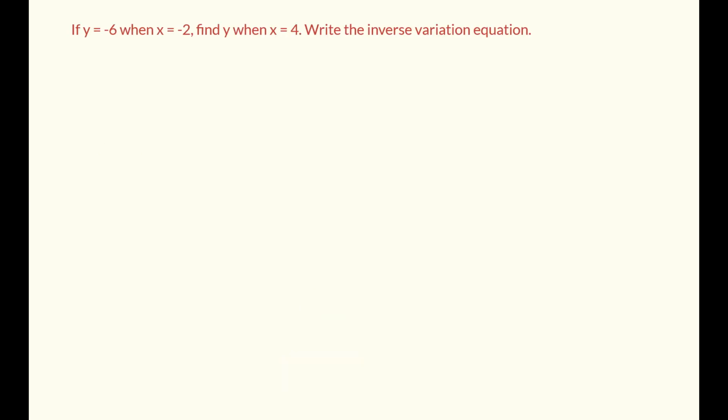Number 2 says if y equals -6 when x equals -2, find y when x equals 4 and write the inverse variation equation. Okay, so we know that the constant of variation equals x times y. So I can say -2 is x and y is -6. So I multiply those together and I get k equals 12. So write the inverse variation equation would be y equals k over x. So I can say y equals 12 over x.